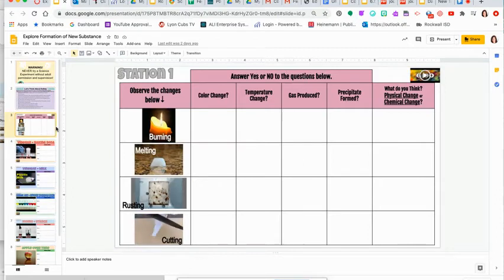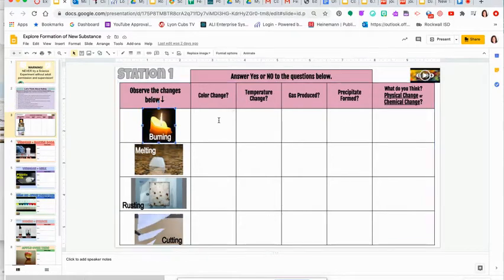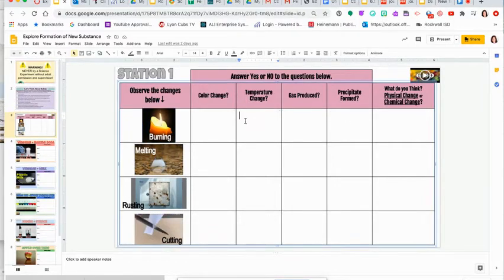On slide 3, you're going to observe the GIF images. The first one is burning, and then you're going to respond yes or no in each of the boxes. So when something is burning, do you see a color change? Do you see a temperature change? Is a gas produced? Or is this thing called a precipitate formed? And then finally, what do you think? Physical or chemical change? What is occurring when something is burning?